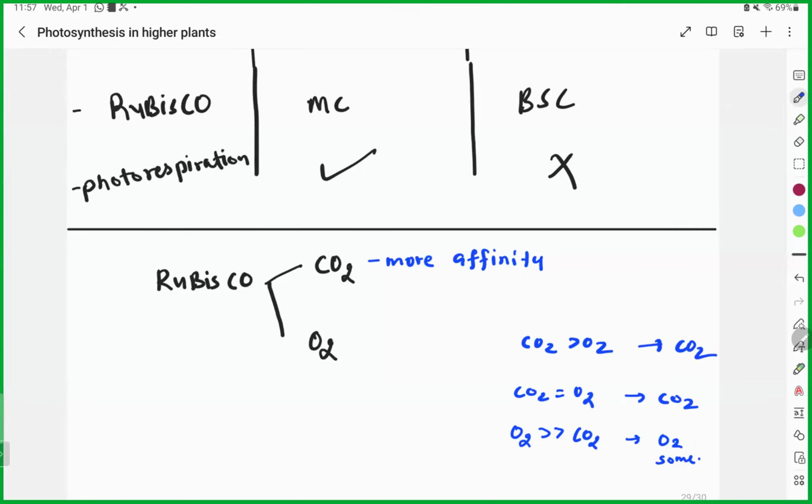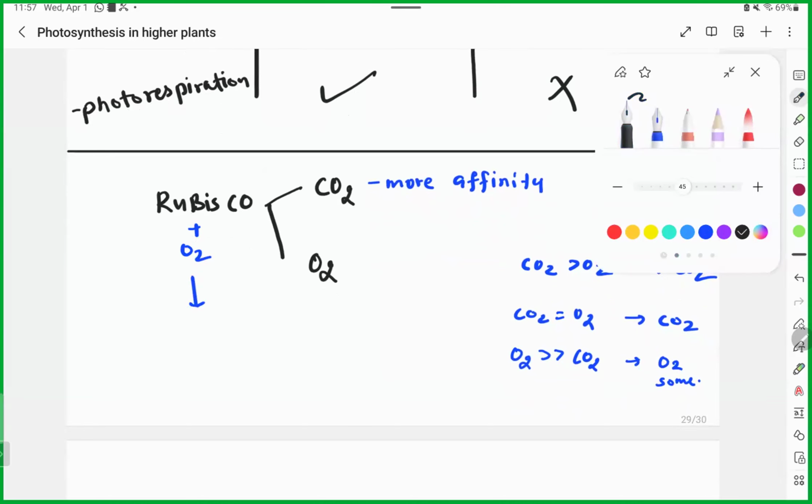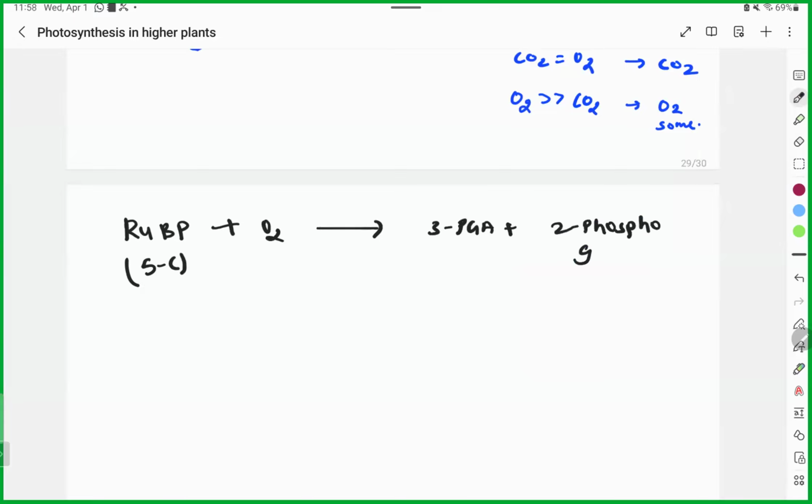And reaction of Rubisco with oxygen is photorespiration. Why? In this case, RuBP, a 5 carbon molecule, combines with oxygen. So PGA will form as usual, but 2-phosphoglycolate will also form, very popular. 2-phosphoglycolate is also formed. This is 2 carbon.